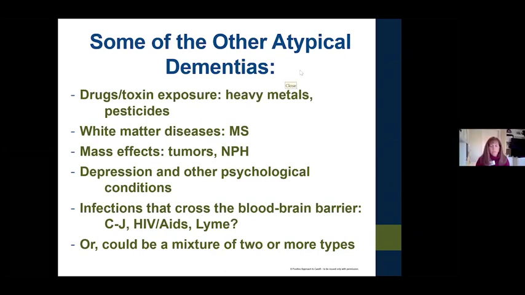Teepa, I have a couple of questions. Someone was wondering if you have any information yet on the percentage of people with psychiatric illness that develop dementia. Yeah, so we do. We're starting to gather some of that.